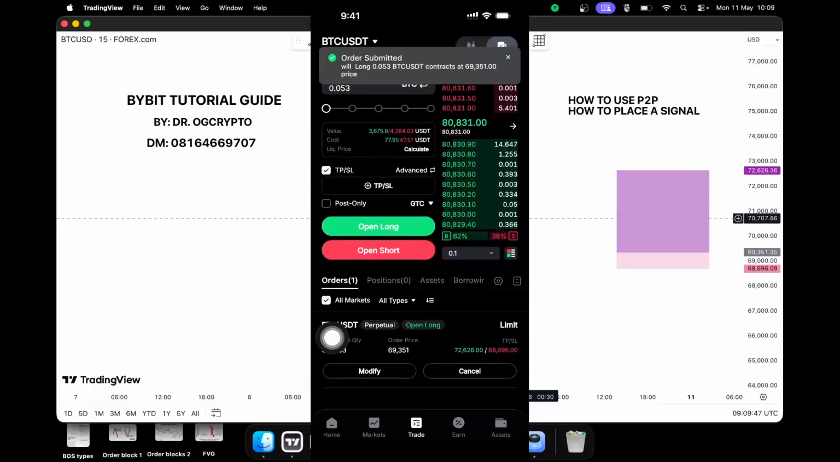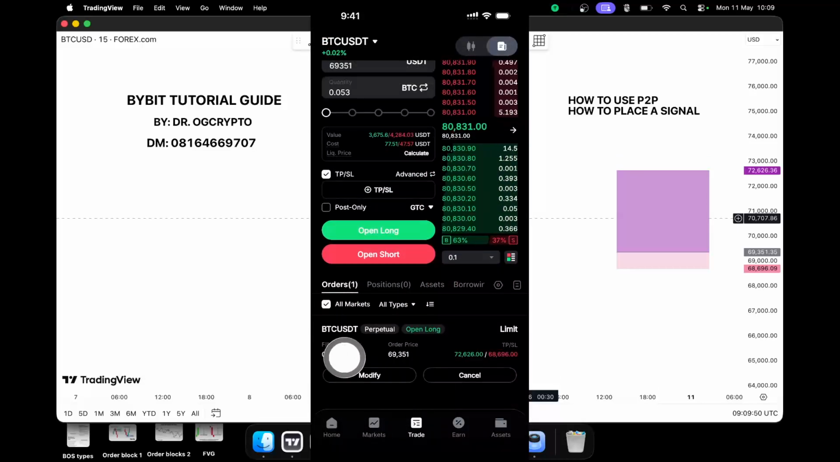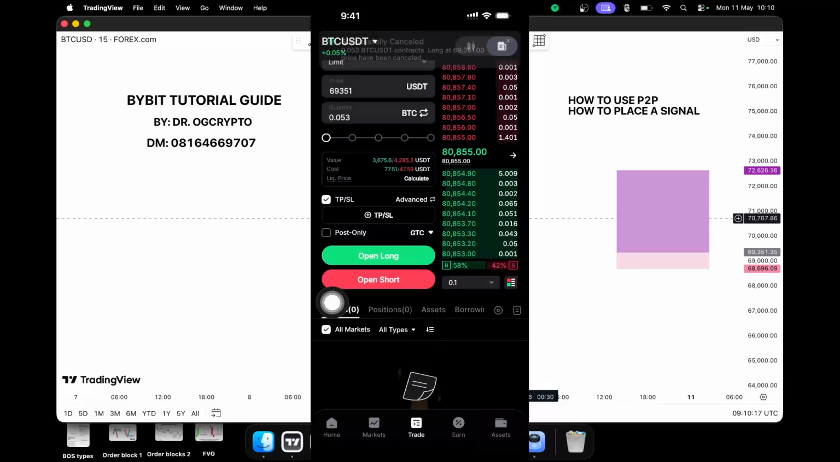So you will now see it under orders. Once the market has reached there and it has picked me, it will move from open orders to positions. So that is how to go about it. If you want to edit maybe your stop loss or take profit, you can click on modify. Now, because the market will still go a long way before it reaches that 69,000, I can just cancel it. This is just like a tutorial video, so I can cancel.